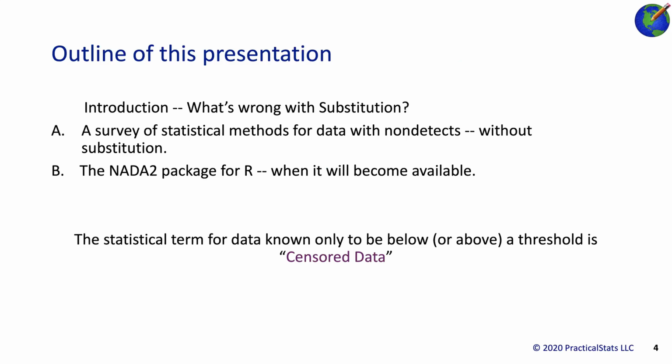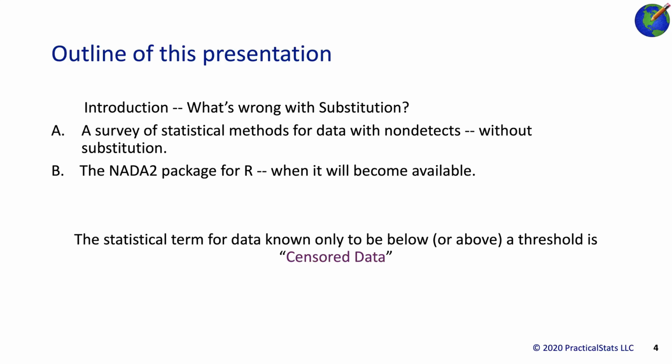All right, let's get started. I'm first going to start with an introduction, which is what's wrong with substituting things like 1/2 the detection limit. I'm going to make that really short. There's a webinar on that issue. There is a short video on our videos page at practicalstats.com, like a 15-minute video on the same topic. I'm just going to do a small piece just to remind you of that.